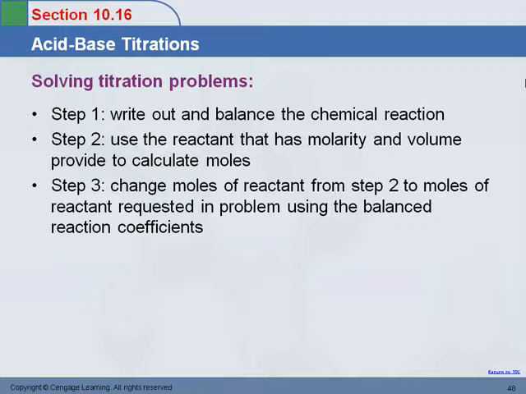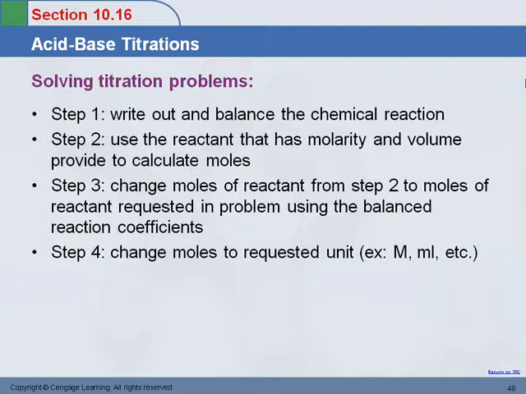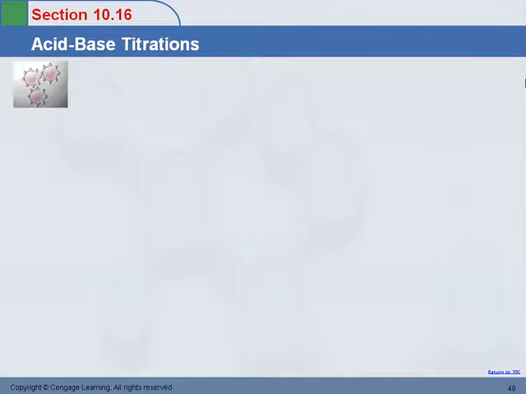It's very similar to what we did in Chapter 6, where you know moles of one amount and you need to get to moles of something else. And you can do that, obviously, using the balanced chemical reaction coefficients. Step 4, take those moles now of the substance that you wanted and change them to the requested unit. So that might be molarity, it might be a volume unit, depends on what the question's asking. So let's go ahead and do an example.